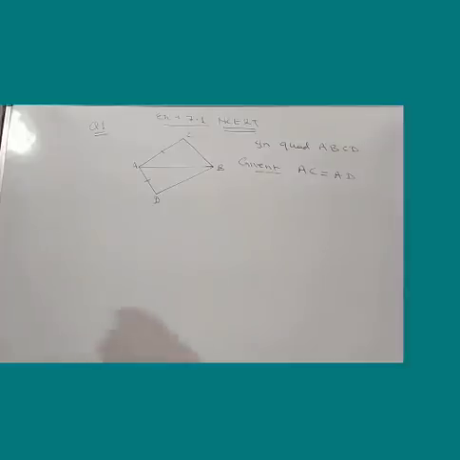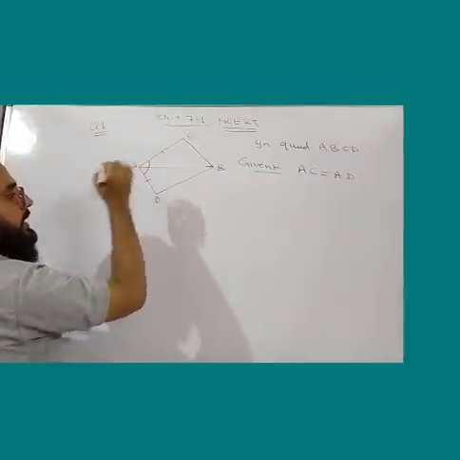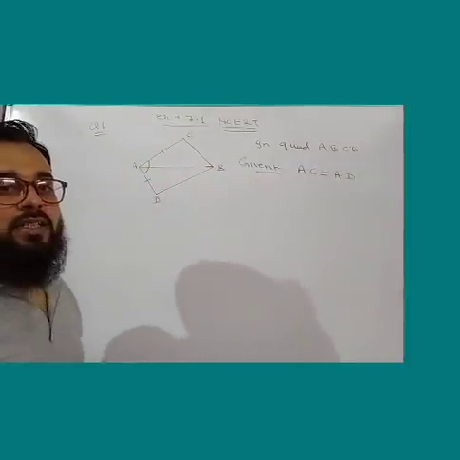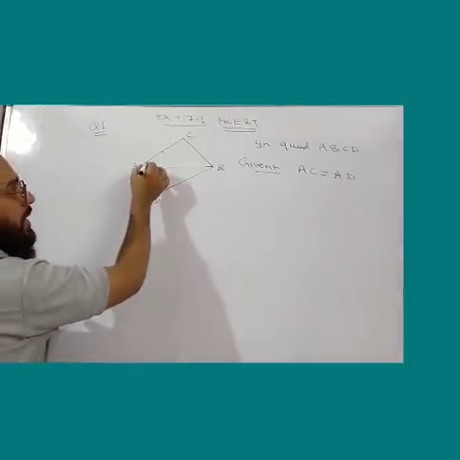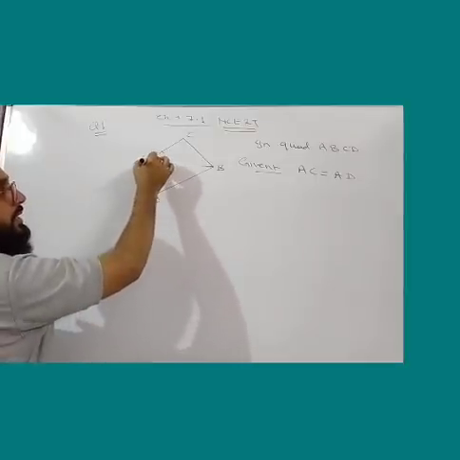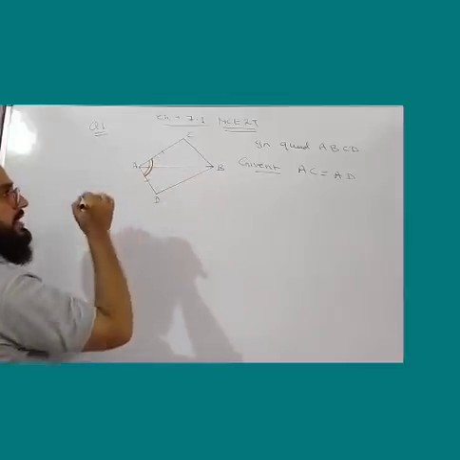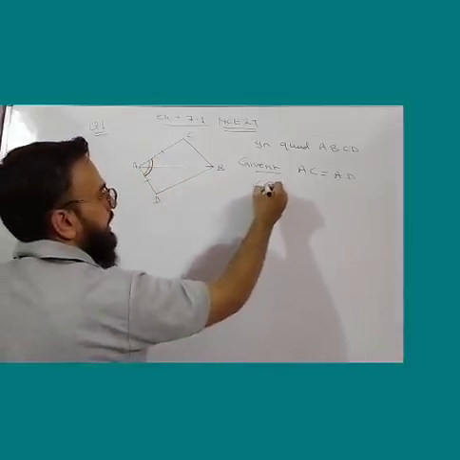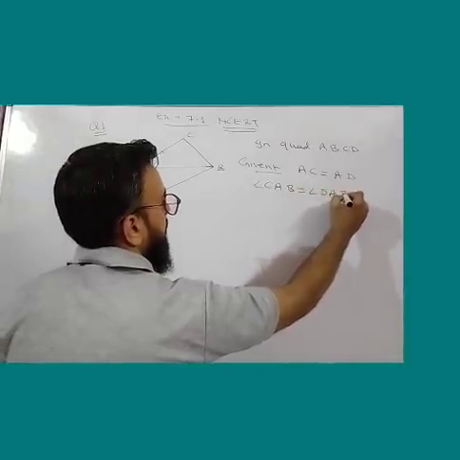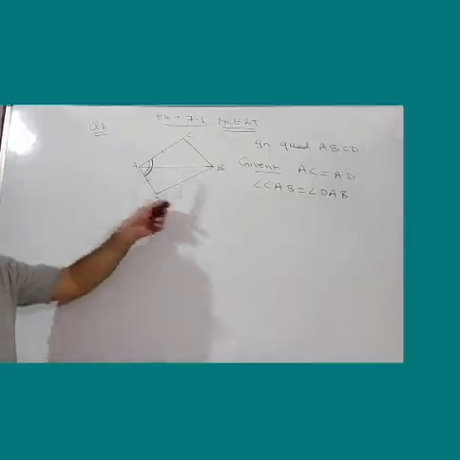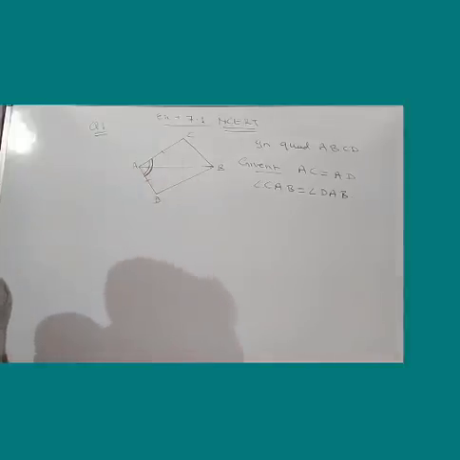And AB bisects angle A. This is the complete angle A. We have already discussed the bisector of an angle in the chapter Lines, Angles and Triangles. So if AB bisects this angle A, it means these two angles will be equal. This angle will be equal to this angle. So we can write in given: angle CAB is equal to angle DAB, because AB is the bisector of angle A. It is given to us.